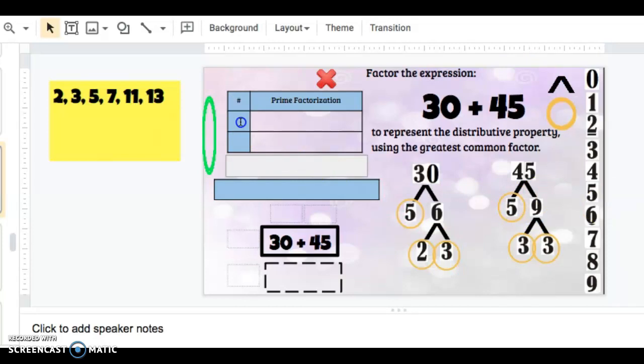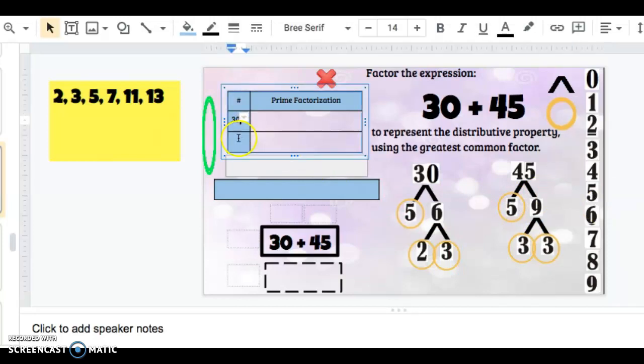So now I'm going to type in here 30 and 45. Now I need to list the prime factorizations from least to greatest. So for 30, I got 2 times 3 times 5. Okay, only my prime numbers, so only the numbers in the yellow box and only the numbers I circled. For 45, least to greatest would be 3 times 3 times 5.